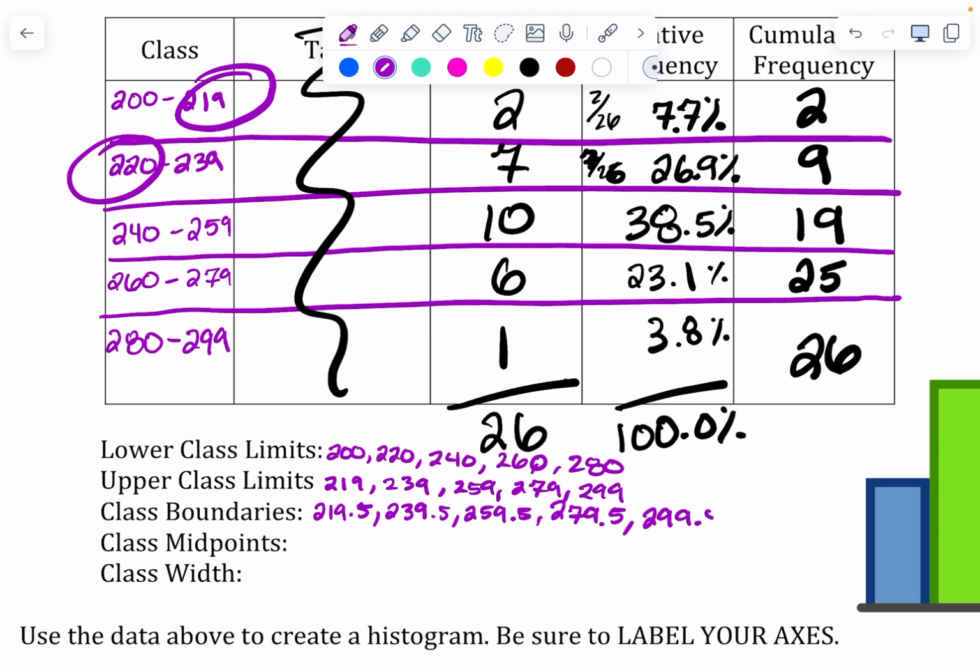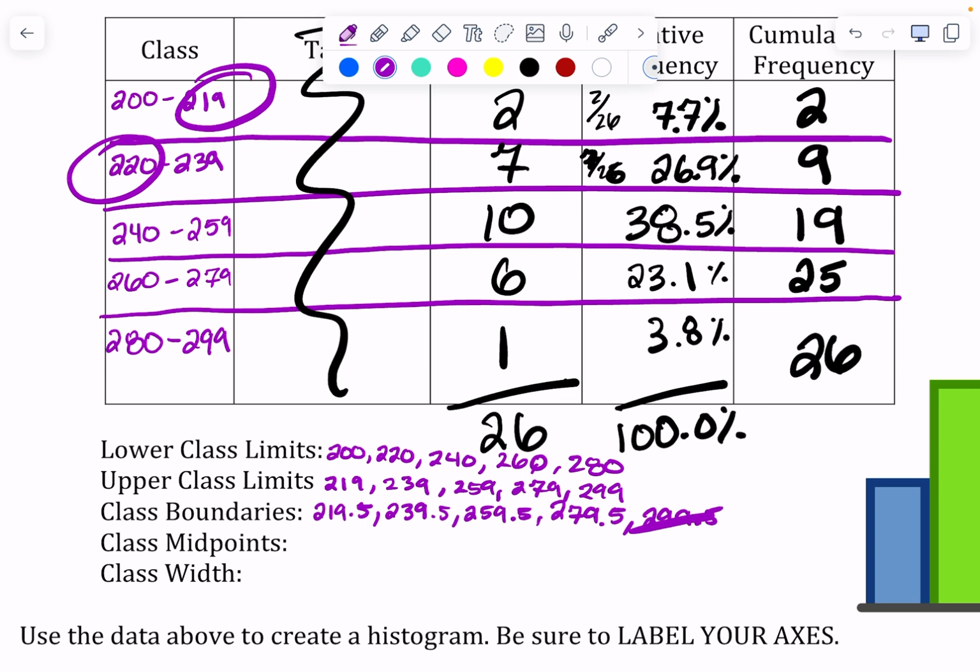299.5. You forgot 299. Wait, what? We don't need 299.5. No, I don't need that. Okay, can we pause for a second? Okay, so 219.5 and 239.5.